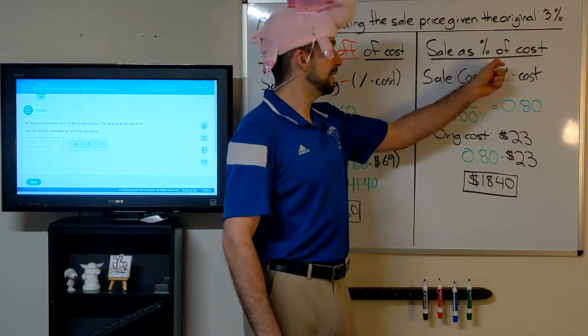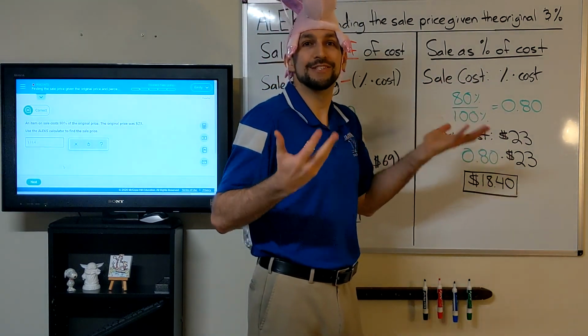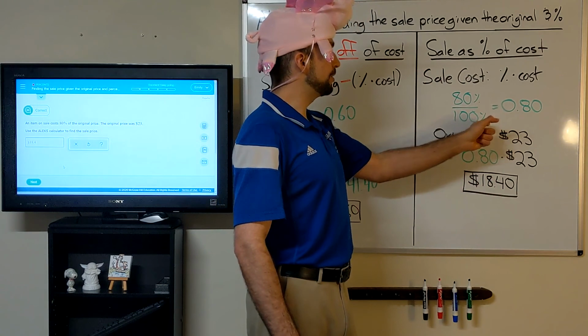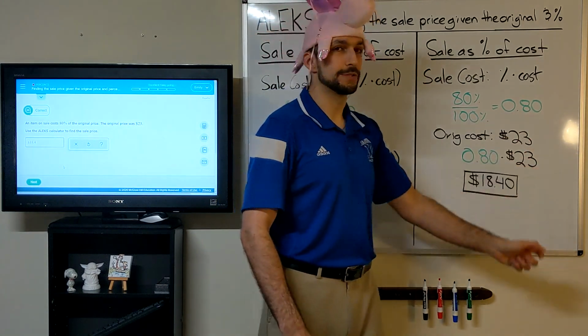Percentage of is a lot easier because we're not taking anything off. We're just finding the percentage of that. So we change from a percentage to a decimal and then multiply it by the original cost.